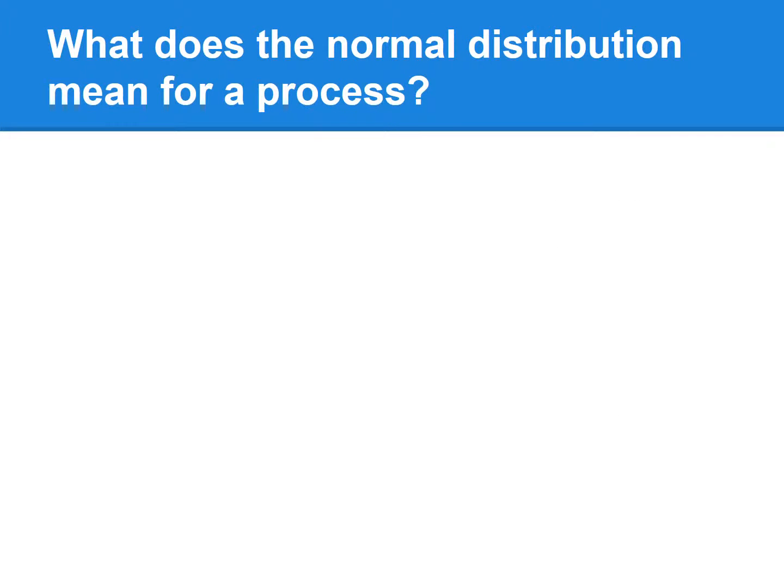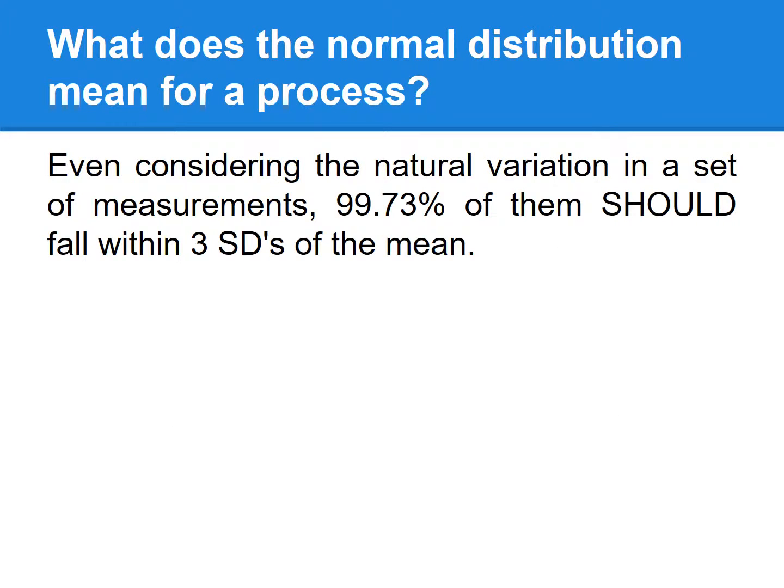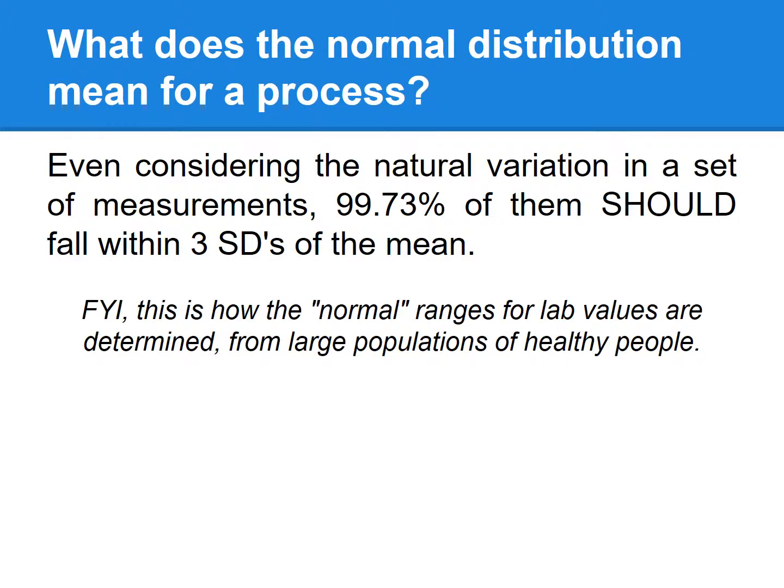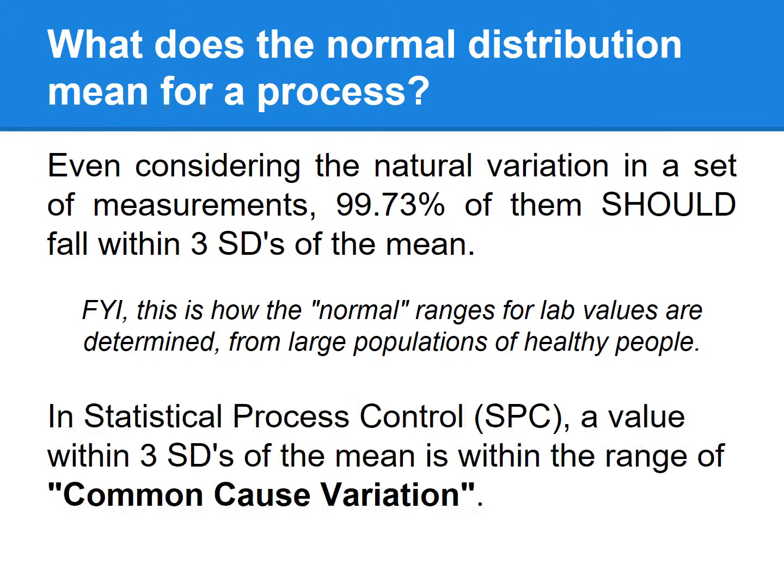The normal distribution for a process means that even considering natural variation in a set of measurements, 99.7% of them should fall within 3 standard deviations of the mean, and that's expected. FYI, this is how they determine the normal ranges for lab values from large populations of healthy people. In the field of statistical process control, a value within 3 standard deviations of the mean is within the range of what's called common cause variation.